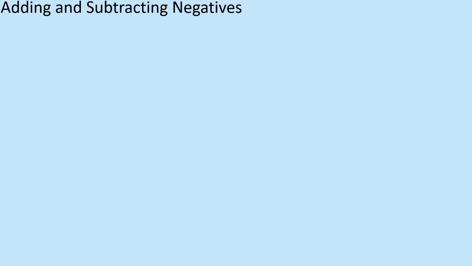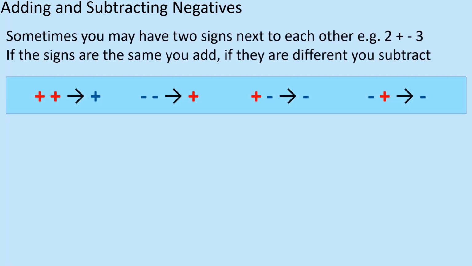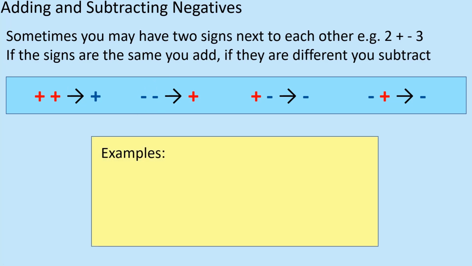Adding and subtracting negatives is where this was always going. This only works if your signs are physically next to each other. A plus and a plus is plus, minus minus is a plus, plus minus is minus, minus plus is minus. So essentially if the signs are different, it's negative. If the signs are the same, it's positive. But they physically have to be next to each other.